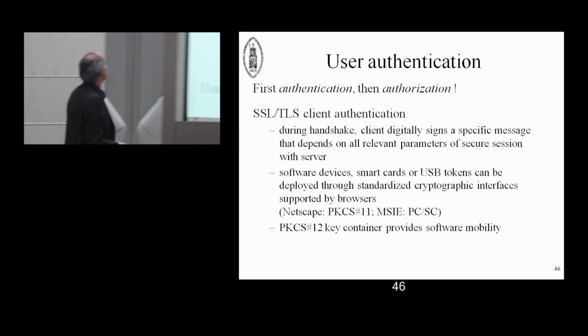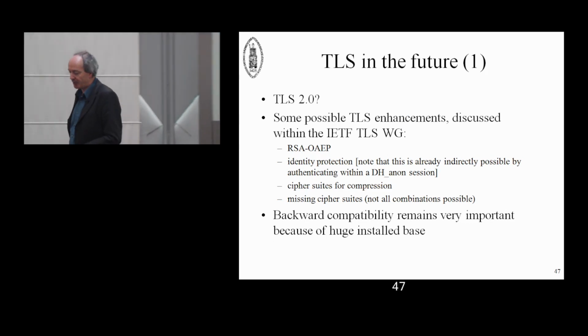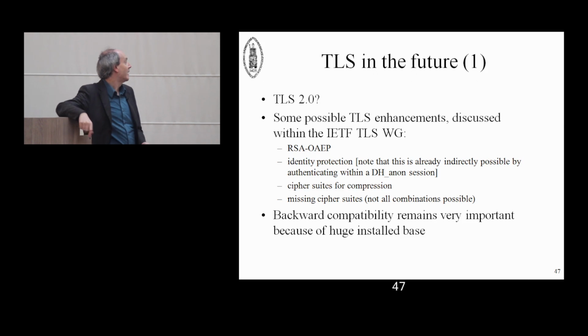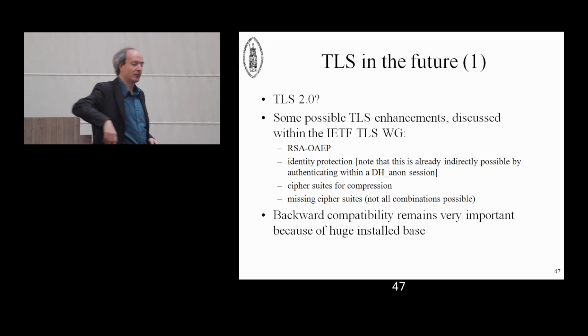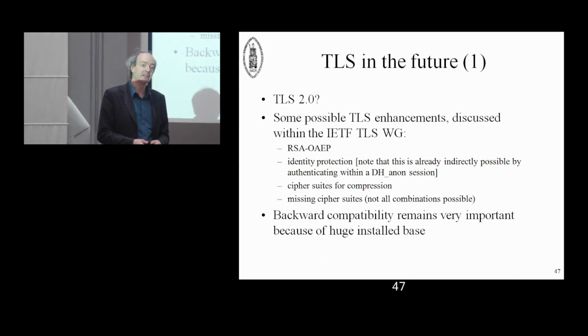Okay, so this I will also skip. Academics kept proposing improvements to TLS, and I guess after the recent attacks there will be more improvements. For example, identity protection, compression, maybe cleaning up the cipher suites, using a more secure algorithm with RSA. But the main problem is backward compatibility. It's very hard to change the wheels on a bicycle while you're riding it.